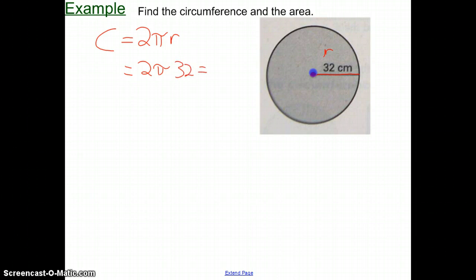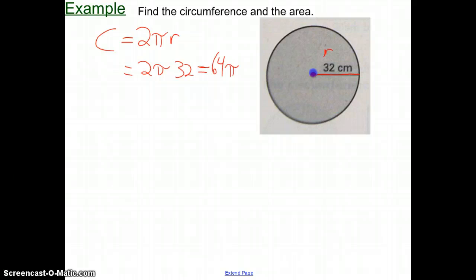Now, when you're dealing with circles, pi is a symbol. It represents a number, that 3.14. But we kind of treat it like it's a variable x. So one way you can write your answer, and this is the easier way, is just leave it in terms of pi. You've got 2 times 32. That's 64 times pi. That's an exact answer.